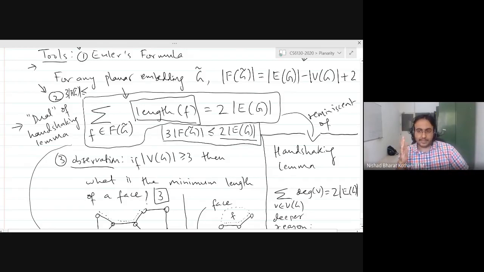Remember, each face has length at least 3. So if I just assume that they are all 3, I will get a lower bound on the sum of the lengths, because each one is at least 3. So if I just add up 3 for each face, that will be less than or equal to the sum of the lengths of the faces. Do you see that?